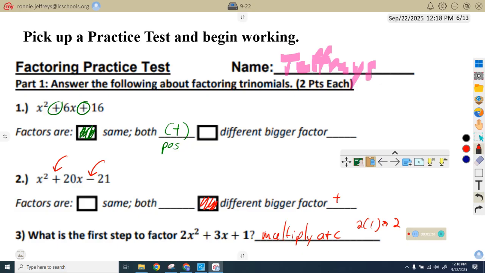I was going to ask, can we just write find B and C on there? Would that be the same? No, the first step in this is actually to multiply A and C. Now, if you said find A and C, that would be the same thing, that would qualify, because you have to find them to multiply them. Remember, it's ax squared plus bx plus c. That's something y'all may want to write down on your orange sheet if you need it.